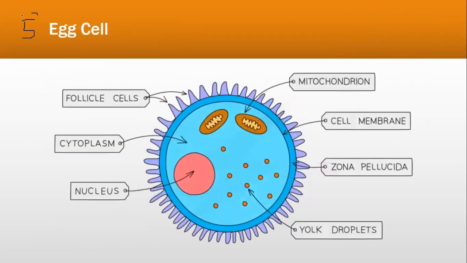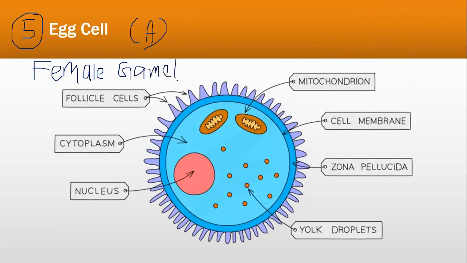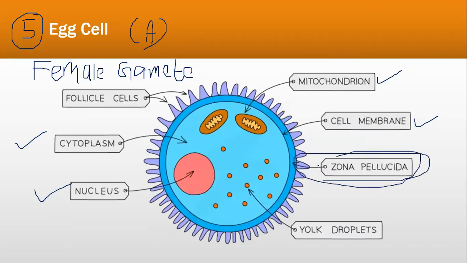Egg cell is the fifth type and it's also a specialized animal cell as well. इसको भी हम reproduction में पढ़ेंगे and this is basically the female gamete. ये आपके पास क्या है? This is basically the female gamete. इसके पास भी एक cytoplasm है, nucleus है, mitochondrion है, cell membrane है, but the specialized structures, zona pellucida, another outermost layer, yolk droplets, or follicle cells.